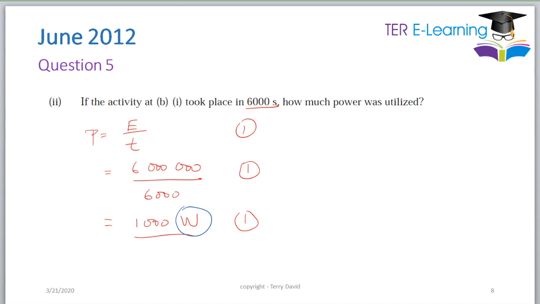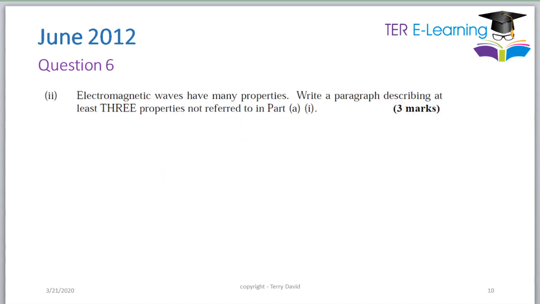All right, is that the last question? Nope, we have a number 6. All right, so let's move on to number 6. So in this question here, they said electromagnetic waves have many properties, right? Write a paragraph describing at least 3 properties of electromagnetic waves. All right, so you all need to know what are the properties of electromagnetic waves, right?